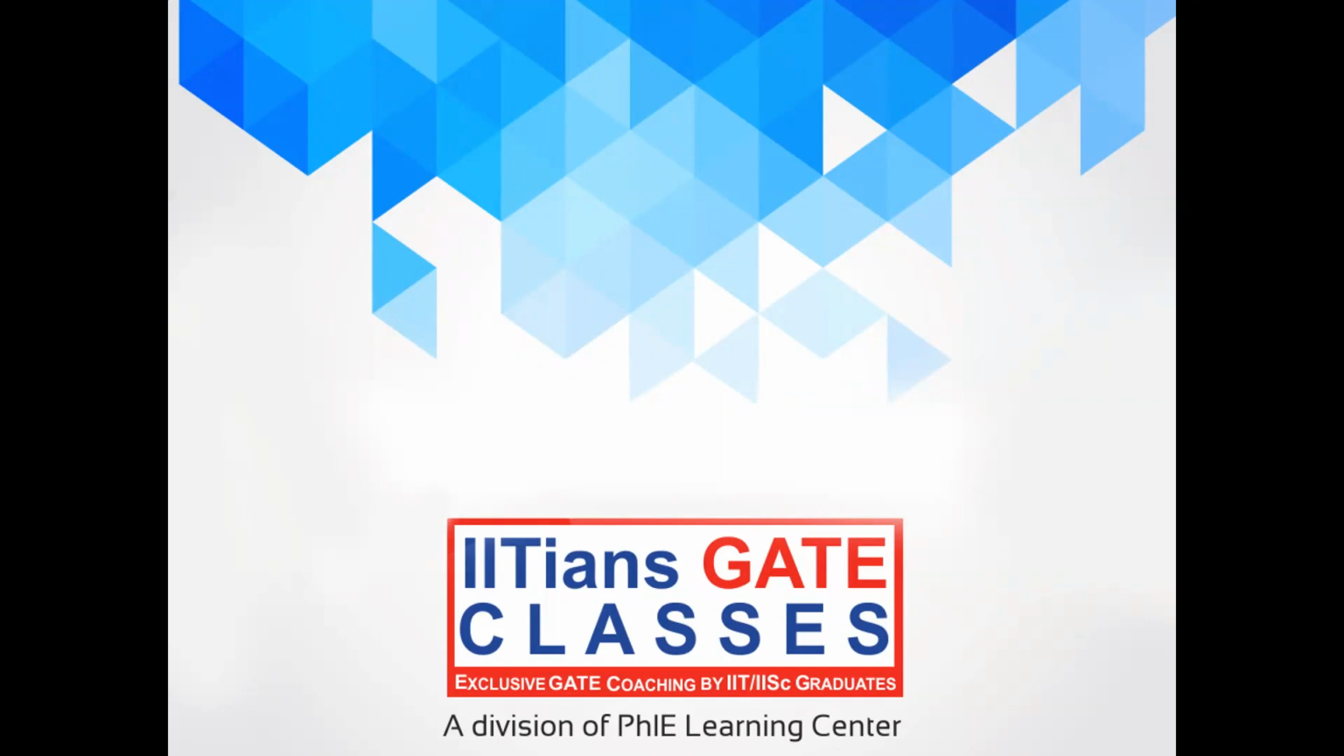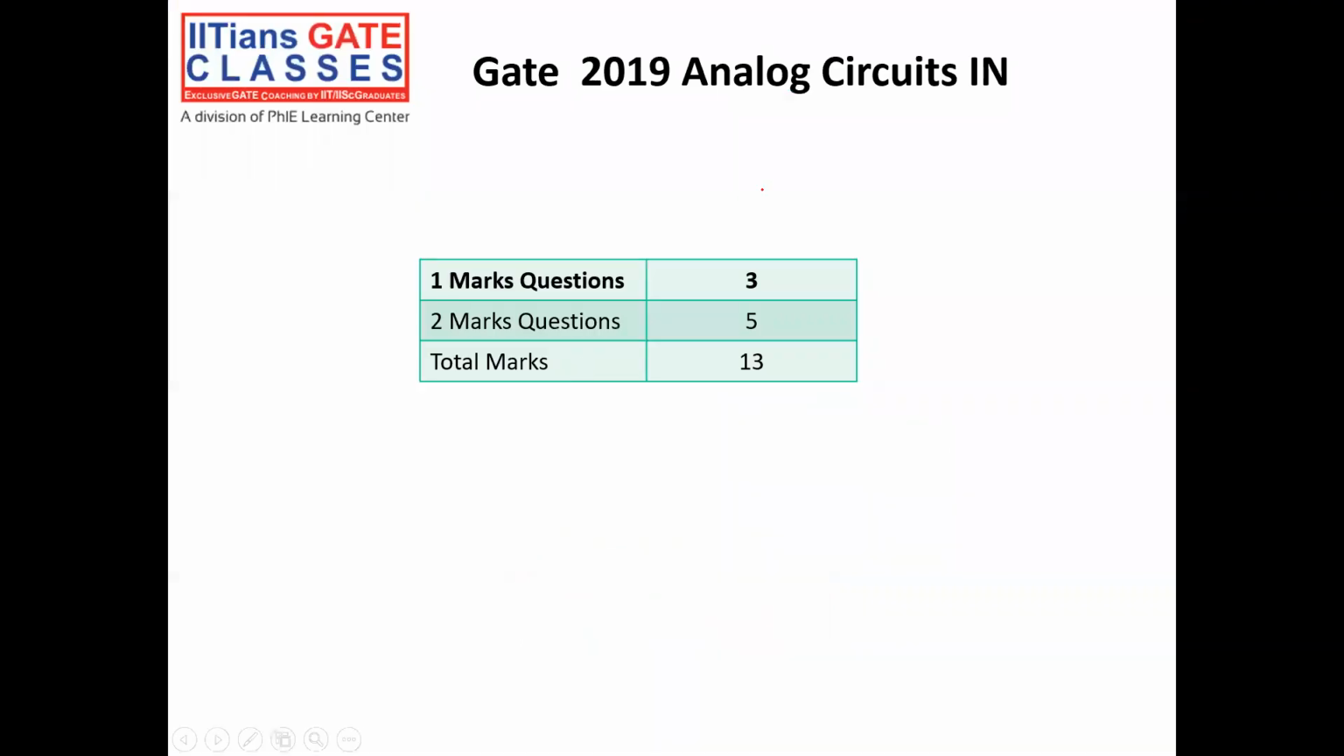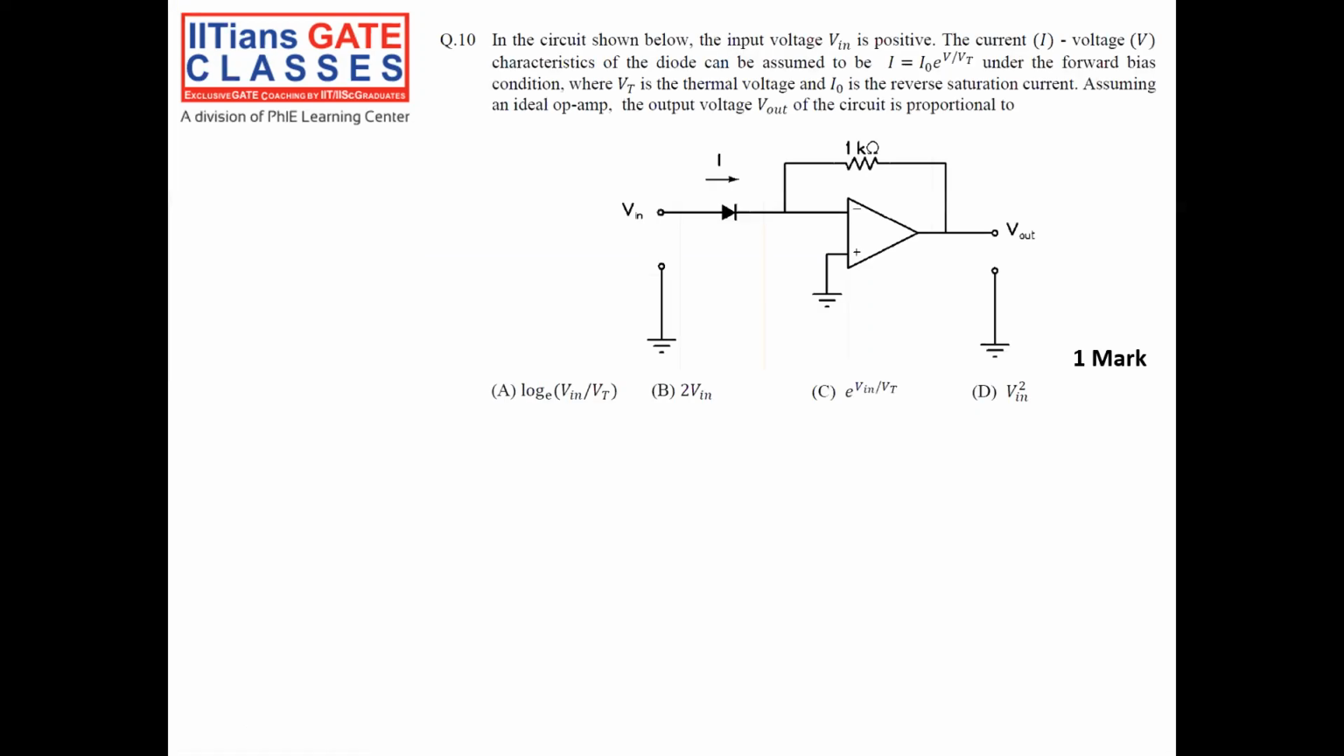In this session, we will discuss all the questions that have come from analog circuits in the 2019 GATE examination for the instrumentation branch. In 2019 there are 8 questions: 3 are of 1 mark and 5 are of 2 marks. So a total of 13 marks have been asked from this particular subject. The weightage looks a little more. Let us solve all the questions one by one.